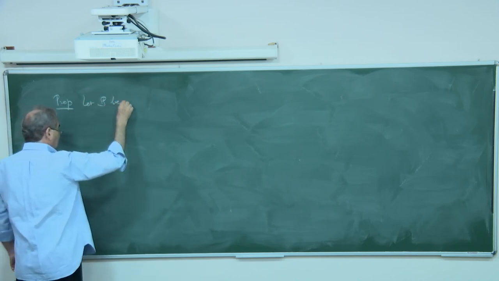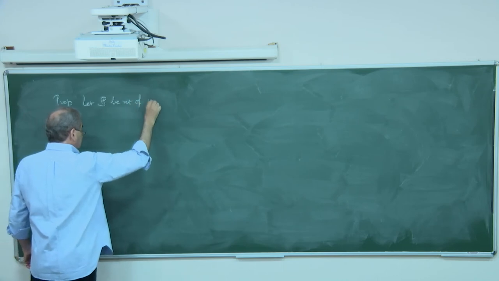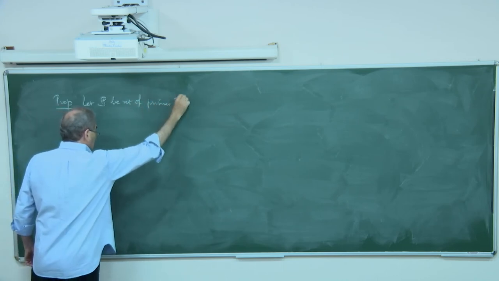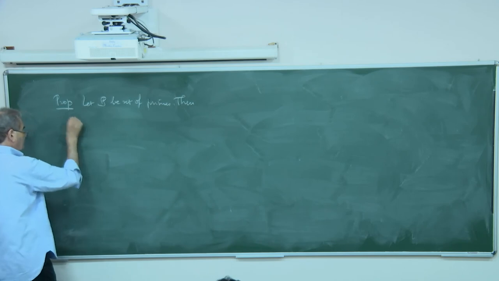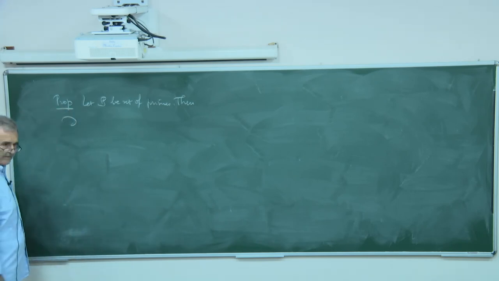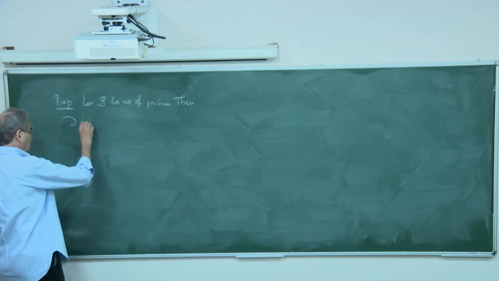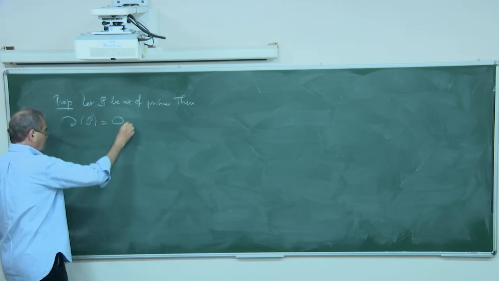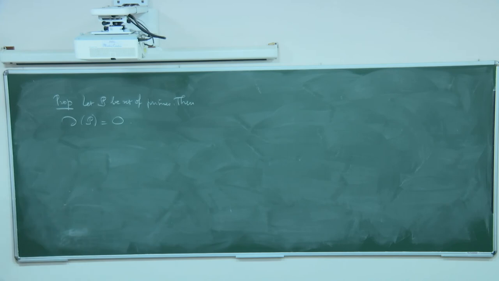Let P be the set of primes. Then we have that the upper Banach density, I don't say the upper, for me this is the Banach density, the upper Banach density of P is equal to 0. By the way, if it is equal to 0, it is both the upper and the lower. The upper is 0.